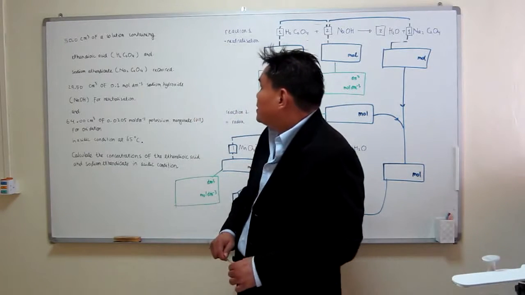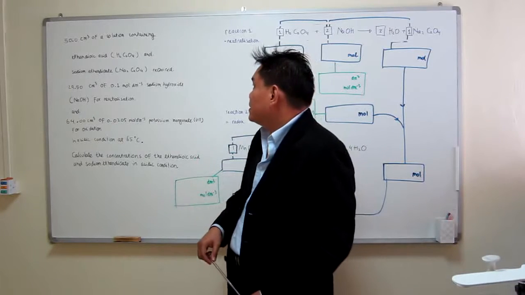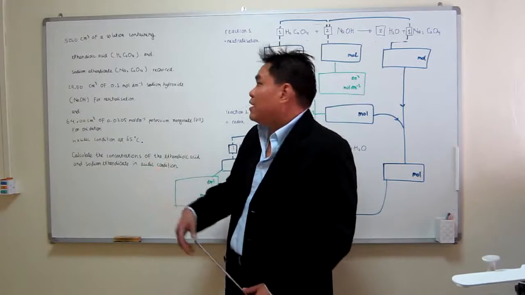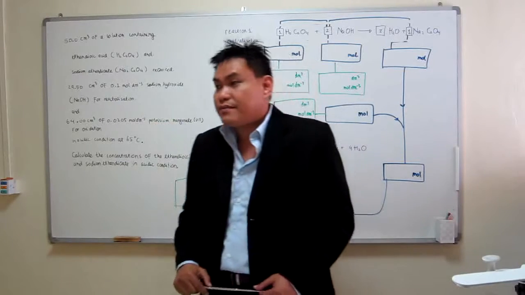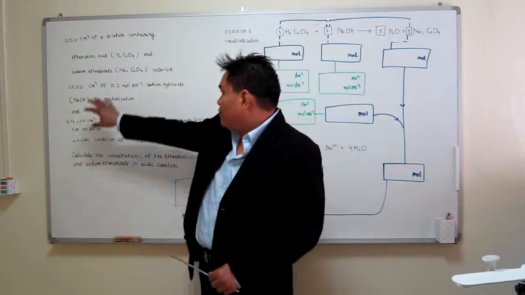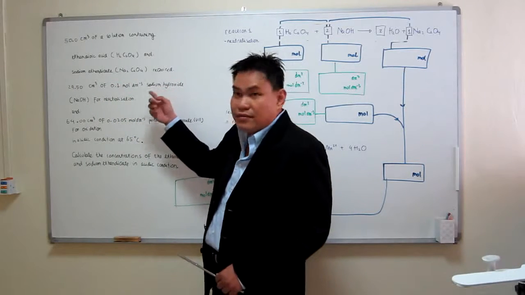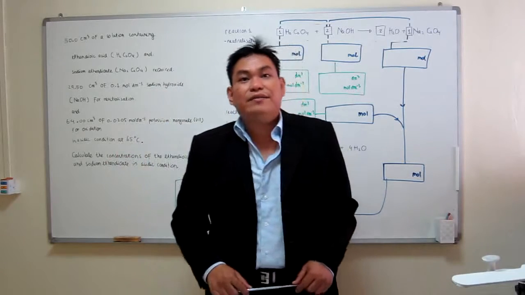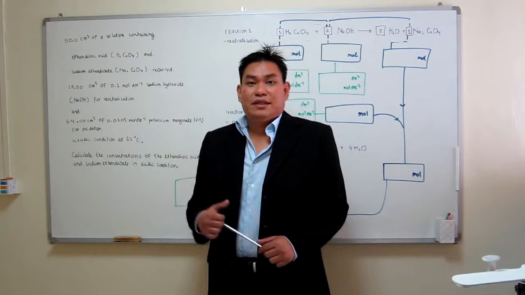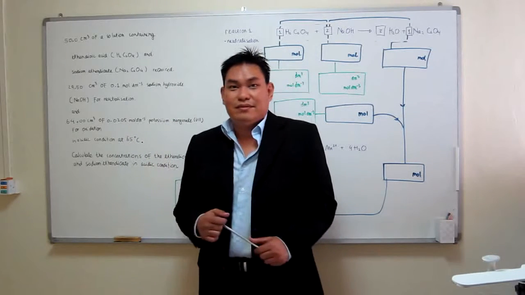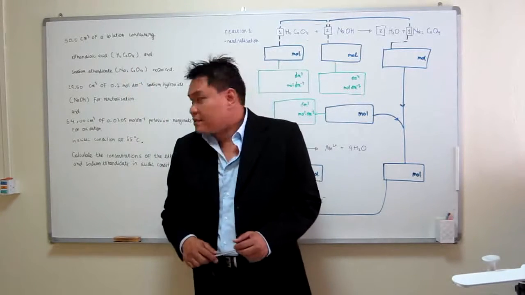It looks difficult, but it's quite easy actually. Basically, you're given a solution with an unknown concentration of ethane dioic acid and sodium ethane dioate, and by providing you with the amounts of sodium hydroxide and potassium permanganate, they expect you to calculate the concentration of the unknowns, which are ethane dioic acid and sodium ethane dioate.